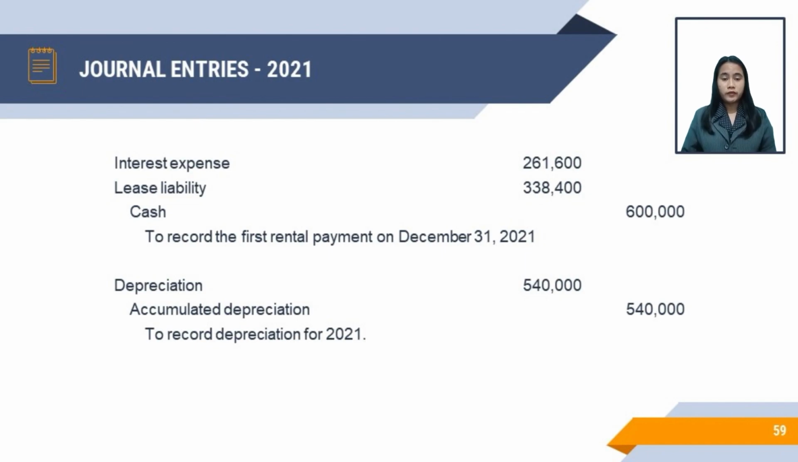Our next journal entries for the same year would be to debit the interest expense of 261,600, to debit lease liability of 338,400, and to credit cash of 600,000. This is to record the first rental payment on December 31, 2021. And the next journal entry would be to debit depreciation of 540,000 and to credit the accumulated depreciation of 540,000 as well. This is to record the depreciation for the year of 2021.